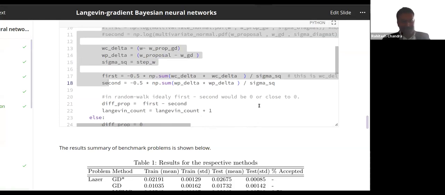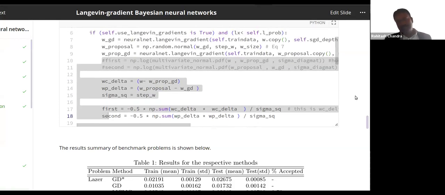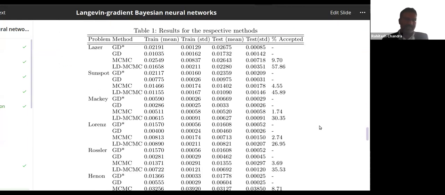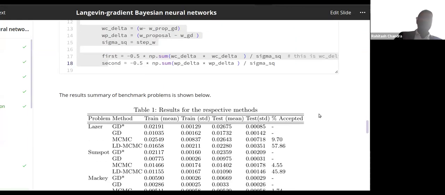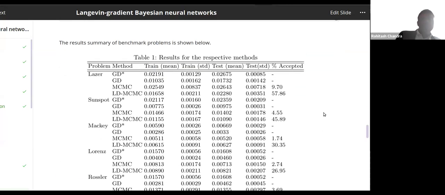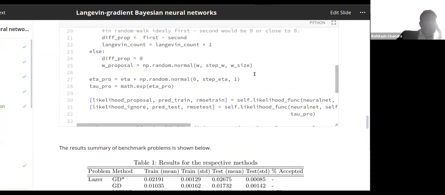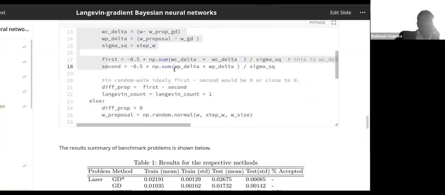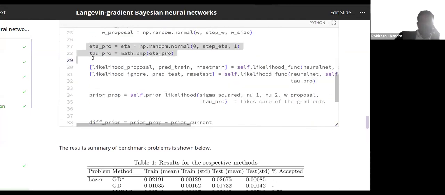I know it's a bit messy the first time. You need to think about this and watch this video over and over again. You can, of course, ask me questions and put them in the forum and comments so that I can respond to them. So that's basically the Langevin gradients, and the rest is the same. Basically, you have the eta proposal, you have the likelihood function, and you call the prior.